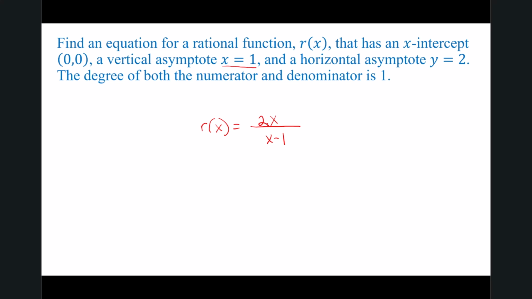And then it says the degree of both the numerator and denominator is 1, which is true. I have the degree of the numerator and denominator are both 1. And so this seems to work. This matches all of the conditions that were given. So we did find this equation that matches this.